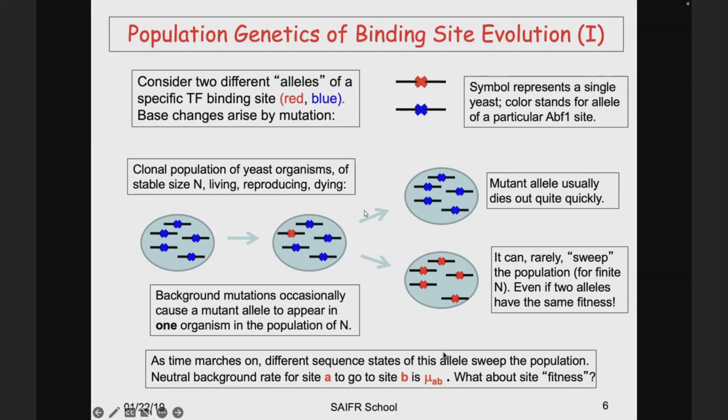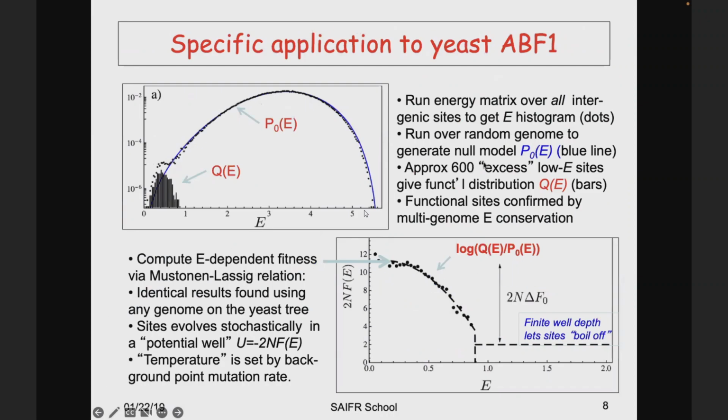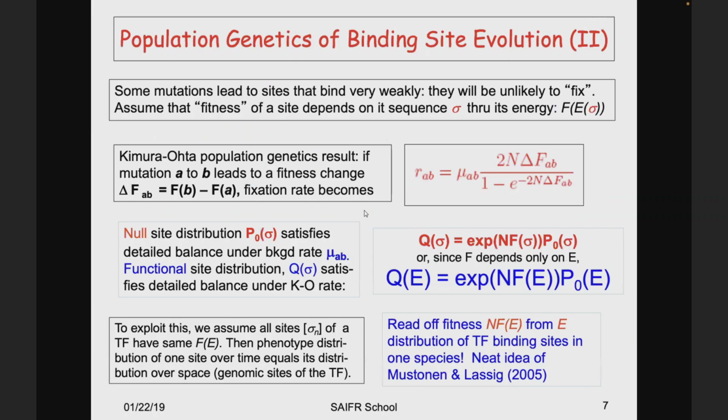So how does the neutral mutation rate and the relevant fitness of the mutations enter into the whole game? And what will this do for us? So we just go to the population genetics books and we look up the Kimura-Ota result for the effect of fitness differences on competing alleles.